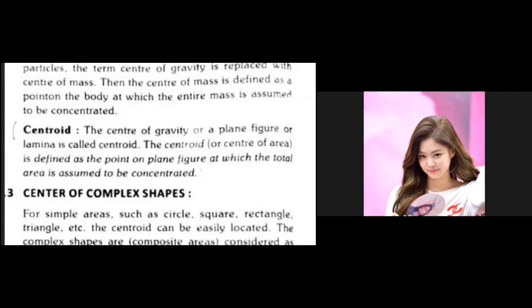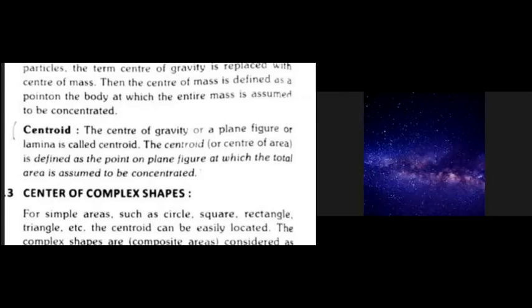The centroid is nothing but the center of area. This lamina, this plane figure consisting of area only, doesn't have mass, because it's a two-dimensional picture. So the centroid is defined as the point on the plane figure at which the total area is assumed to be concentrated. It's just an assumption. If the total area is assumed to be concentrated at one point on the plane figure, that point we can term as the centroid.